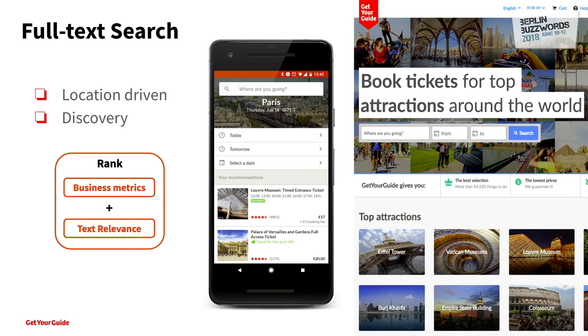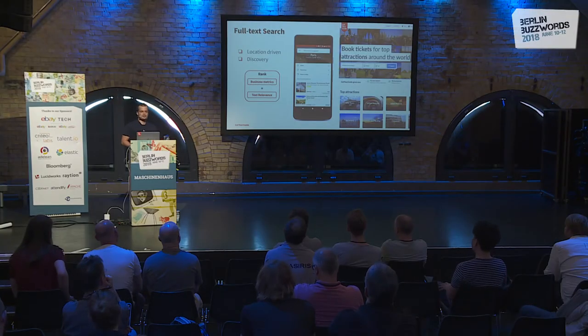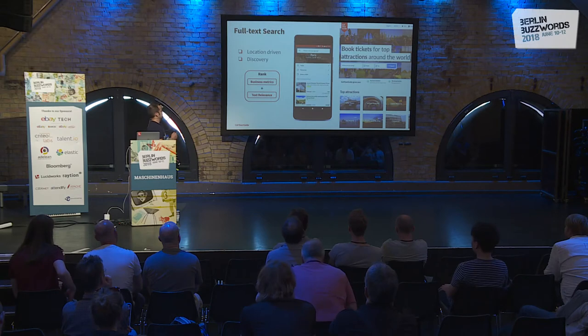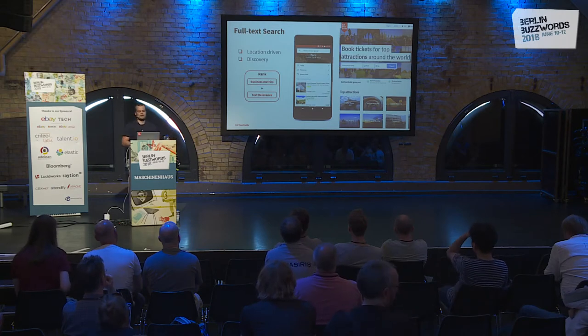As a marketplace, like any other marketplace, search is very important for us. And we have many search features on our website. First, a pretty standard one, a full text search, which we have in our mobile app but also in the desktop version. And we are very location driven because we ask customers where they're going. This page has many purposes, the main one maybe discovery. From this page, a customer can find places to travel. And similar to many marketplaces, our ranking here is a composition of business metrics and text similarity metrics.